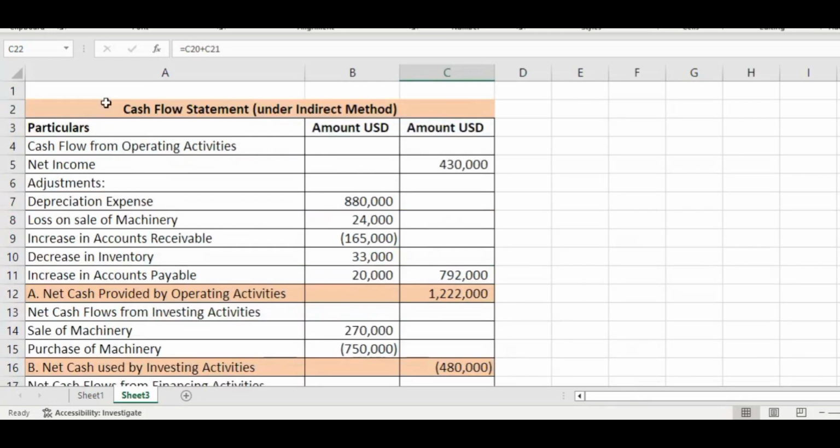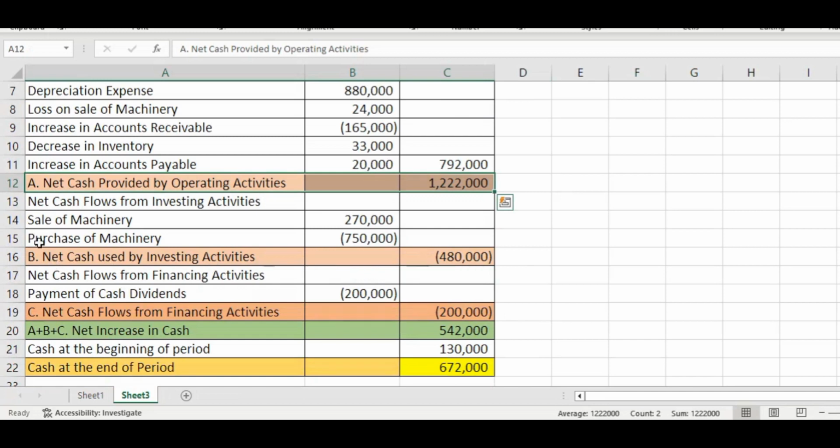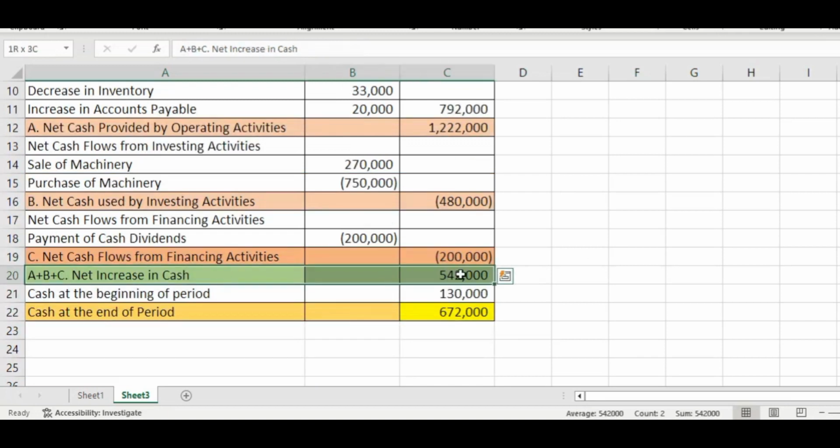We will check it with the balance sheet of the current period: 672,000. The amount is the same because the cash flow statement ending balance will be the same as the cash balance of the balance sheet of the current period.